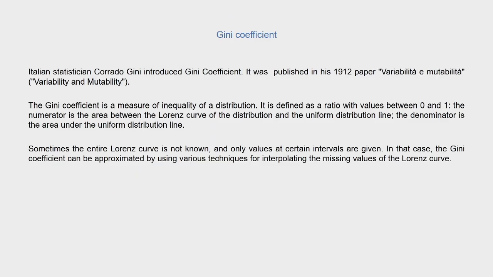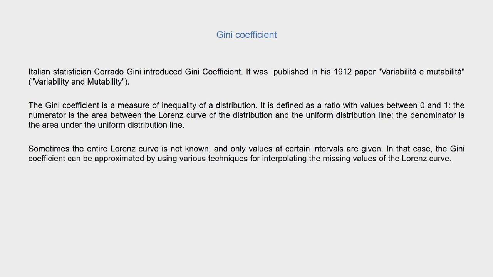Now, the Gini coefficient is drawn from the Lorentz curve. It was introduced by an Italian statistician named Corrado Gini, and published in his 1912 paper Variability and Mutability. It is a measure of inequality of a distribution, and it is defined as a ratio with values between 0 and 1. The numerator is the area between the Lorentz curve of the distribution and the uniform distribution line. The denominator is the area under the uniform distribution line. Sometimes when the entire Lorentz curve is not known and only values at certain intervals are given, the Gini coefficient can be approximated by using various techniques for interpolating the missing values of the Lorentz curve.